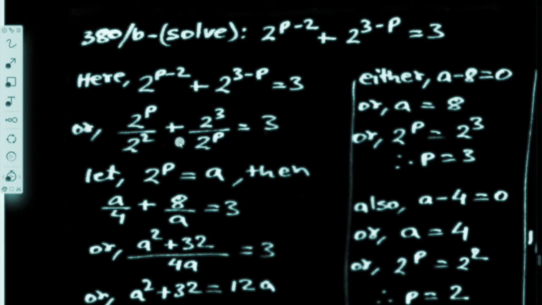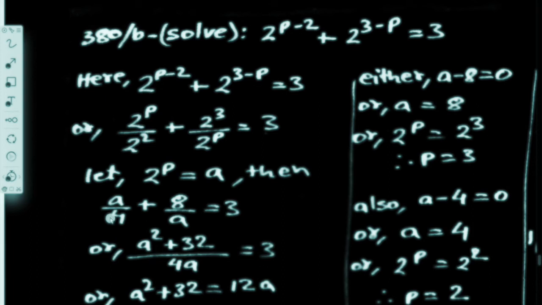To make this equation easy, we let 2 power p be a. Let 2 power p equal a, then 2 power p is replaced with a, giving a by 4, since 2 power 2 is 4, plus 2 power 3 is 8, so 8 by a equals 3.